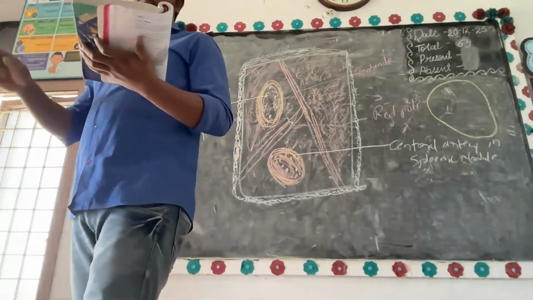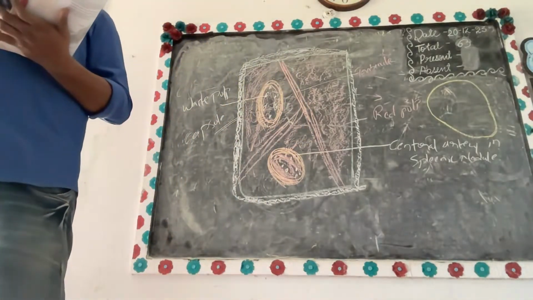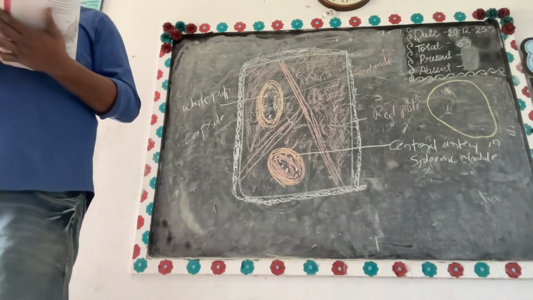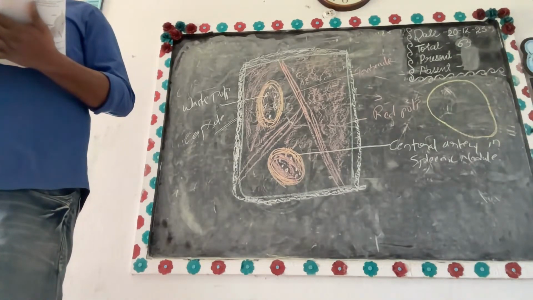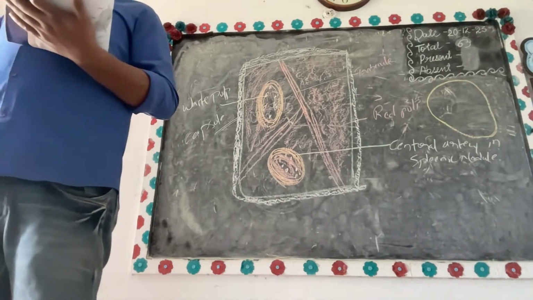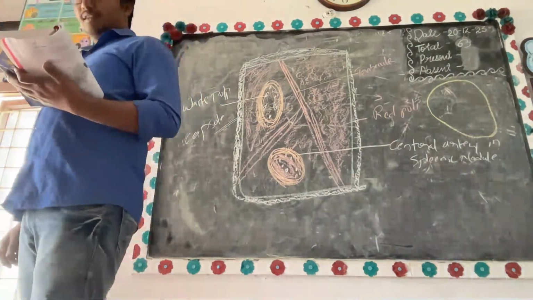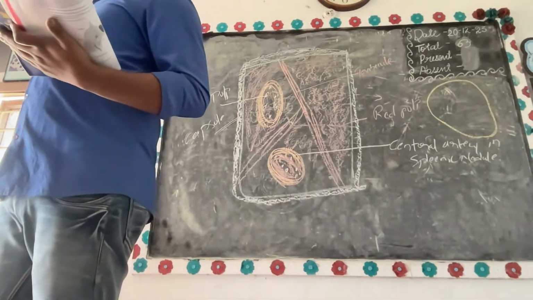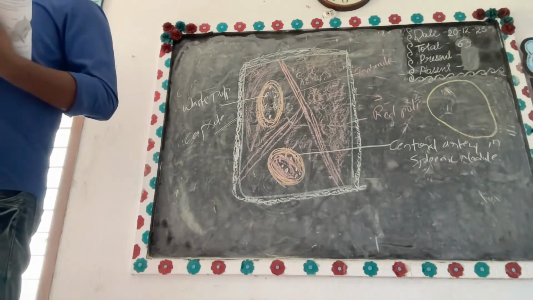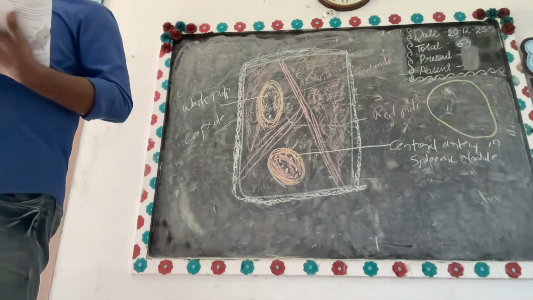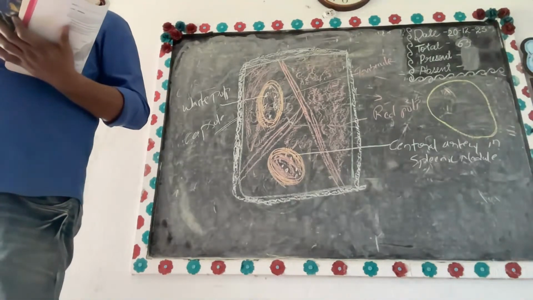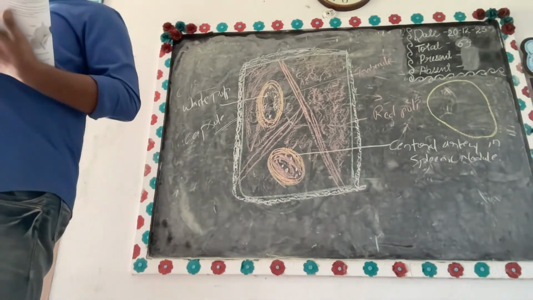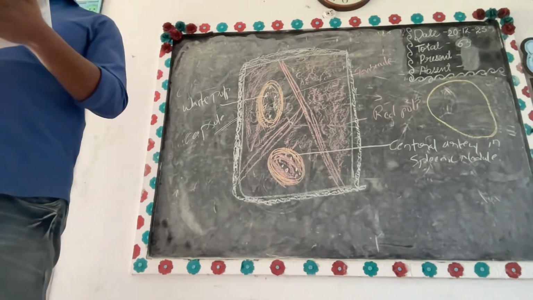Now listen. Bilirubin and iron are transported to the liver. Now we have another thing. Platelets and microbes are phagocytized in the spleen. That means whatever microbes are entering into your body, these are also phagocytized and destroyed in the spleen.